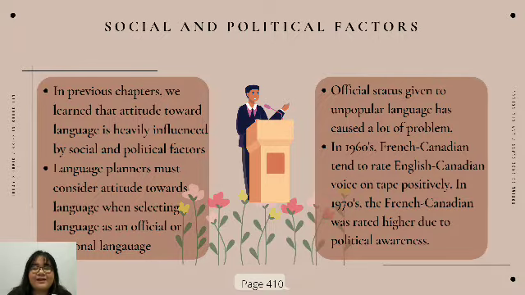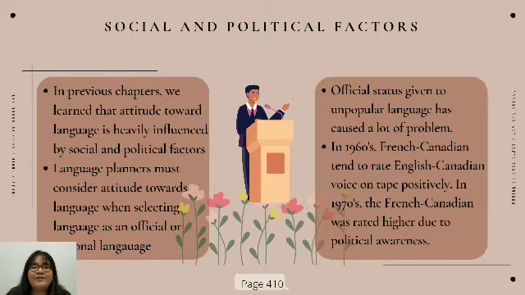Okay, next. In the previous chapters, we have learned that attitude towards a language is heavily influenced by social and political factors. So, that is why language planners have to consider people's attitude toward a language when selecting a language as an official or national language. Official status given to an unpopular language has caused a lot of problems. There have been riots in India and Belgium that incited bombing and removal of English signboards due to language issues. In the 1960s, French Canadians tended to rate English Canadian voices on tape positively. And then in the 1970s, the French Canadian voice was rated higher due to political awareness. So, we can see how political factors heavily influence people's attitude towards a language.